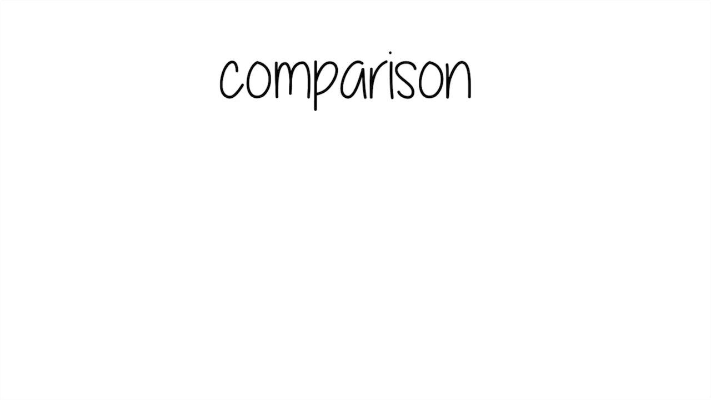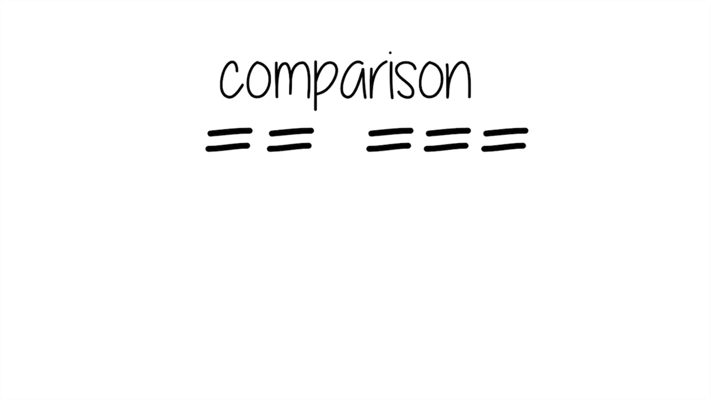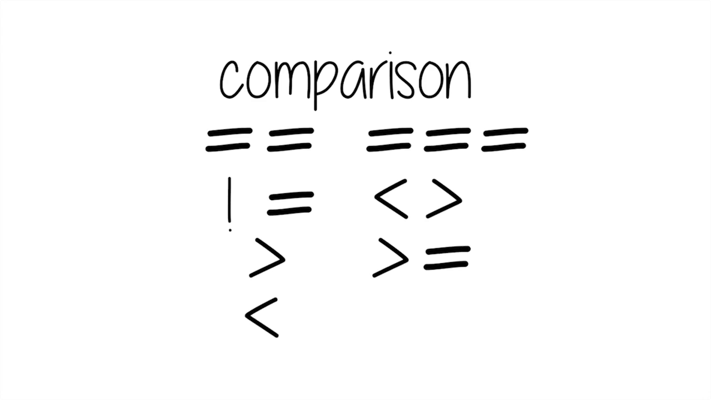Another type of operator would be comparison operators. So here we're comparing, like we saw before, double equals or triple equals. We could use not equal to, which could be defined this way, or with a less than and then a greater than symbol. It could also be a greater than or less than, then a greater than or equal to, or say a less than or equal to.